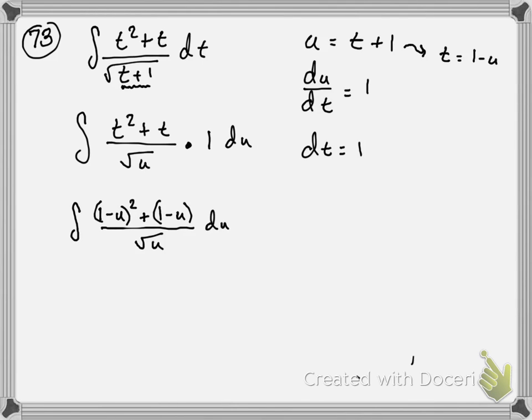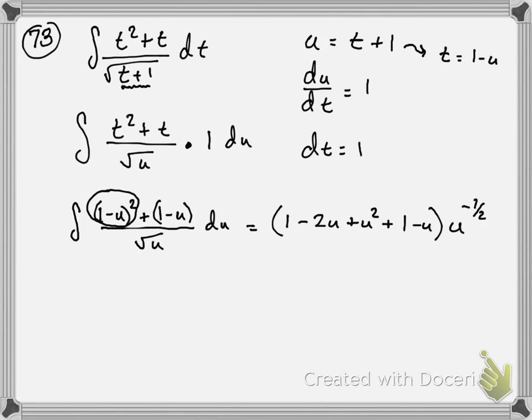Okay? So you could bring it up and multiply. You actually need to FOIL this out. So that's going to end up giving you 1 minus 2u plus u squared. Then you still have your plus 1 minus u. All right, all over u to the 1/2. Okay, or we could bring it up and multiply by u to the negative 1/2.